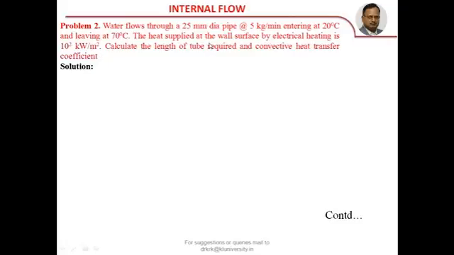Another problem. Water flows through a 25 mm diameter pipe at the rate of 5 kg per minute, entering at 20 and leaving at 70. Again, electrical heating is done at the rate of 10 to the power 5 watts per meter square. Calculate the length of the tube required and the convective heat transfer coefficient. Very important application oriented problem.